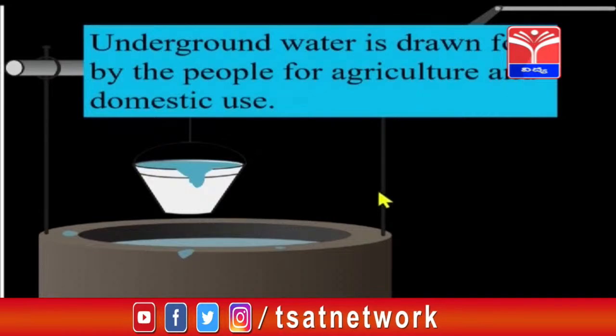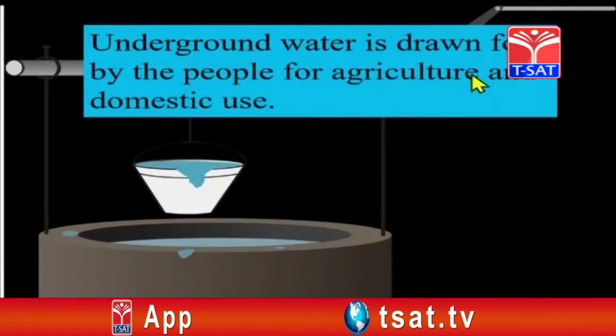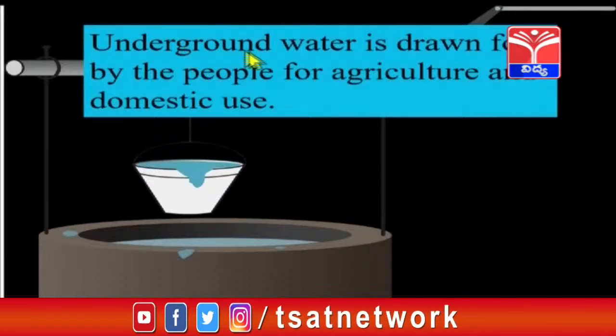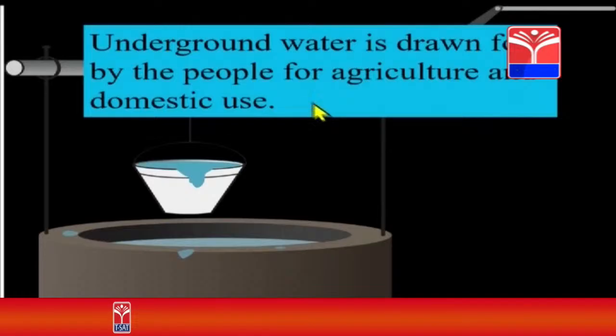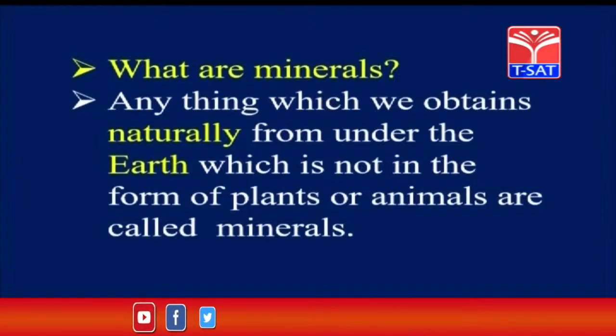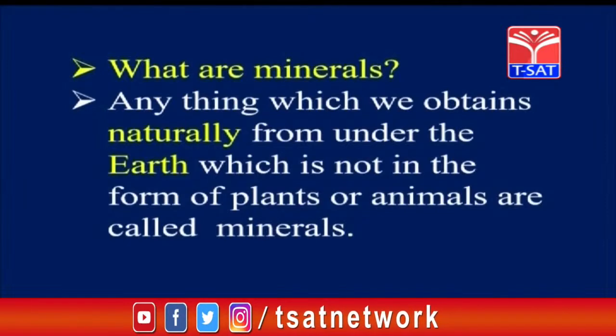Children, we also use underground water for farming and also for domestic use. Farmers generally go for agriculture and draw water from underground, and people also use the water for domestic use. Children, now you must be confused. What are these? Even groundwater is also a mineral. So let us understand the definition of minerals.